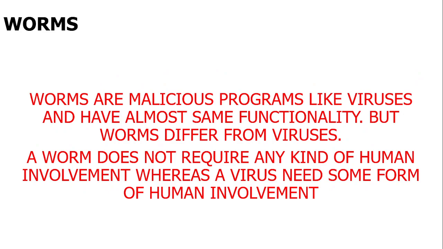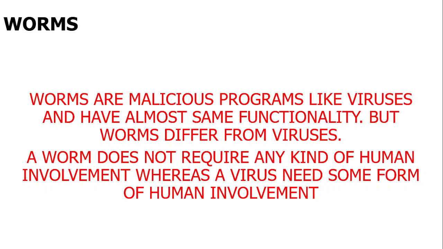Worms. Now we all know that whether it is a virus or a worm, it is a program, right? So worms are malicious programs like viruses and have almost the same functionality, but worms differ from viruses. A worm does not require any kind of human involvement, whereas a virus needs some form of human involvement. This is a special property of worms. Worms can be considered a special type of virus.